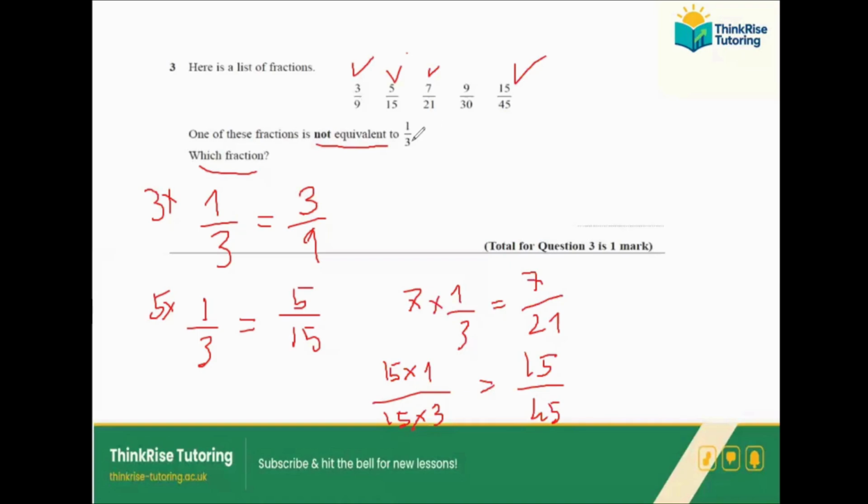Look at it: is there any number I can multiply both sides by to get 9 out of 30? No, there is not. So 9 out of 30 is not equivalent to 1/3. So the answer is 9 out of 30.